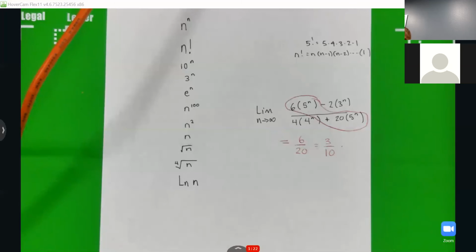All right, so let's think about other asymptotic behaviors. Let's do some more limits. I don't have any more white paper. Ta-da, more white paper.